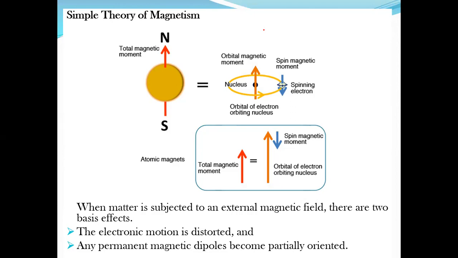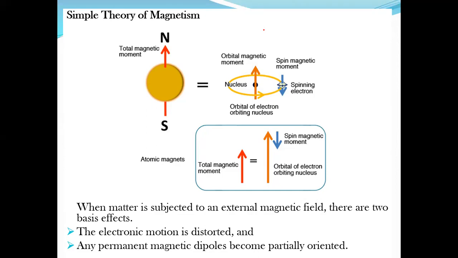When it is orbiting, the orbital magnetic moment is also there. So the spinning electron means a spin magnetic moment, and while it is rotating around the nucleus, the orbital magnetic moment is also there. But the problem is that the total magnetic moment, due to the spin magnetic moment, is in the other direction.